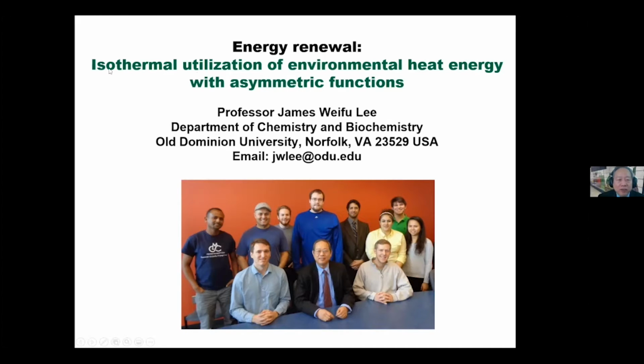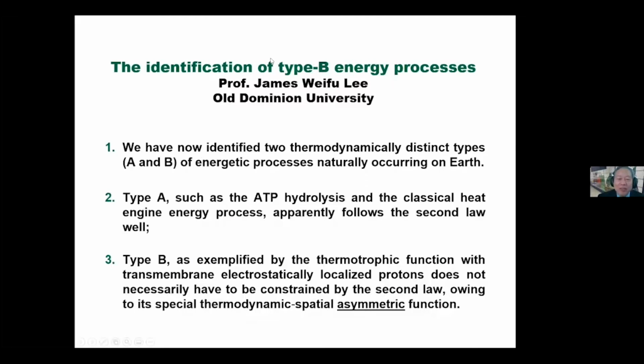So the keywords are isothermal utilization. If we have a temperature gradient, of course, everybody knows how to use it, right? In my talk, we identify another type of energy process, which I now call type B energy processes. We identify that there are two thermodynamically distinct types of processes naturally occurring on Earth. I'll give you an example of it.